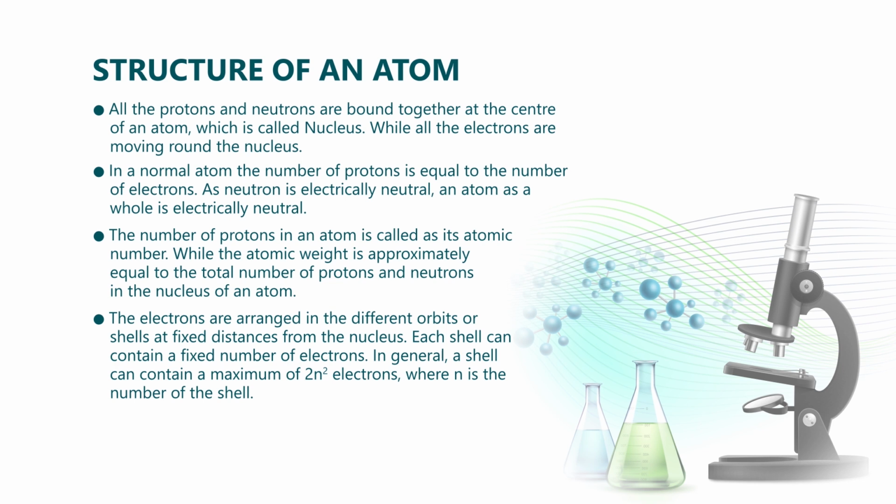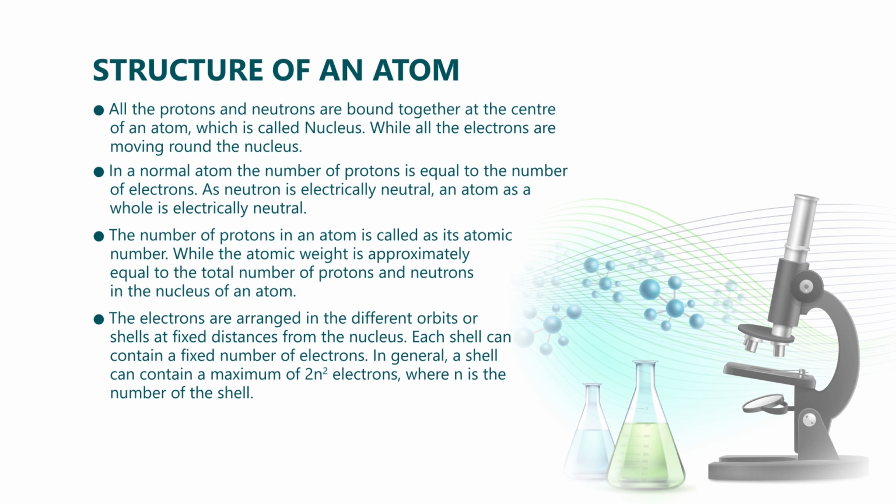The electrons are arranged in different orbits or shells at a fixed distance from the nucleus. Each shell can contain a fixed number of electrons. In general, a shell can contain a maximum of 2n to the power of 2 electrons, where n is the number of the shell. That is, the electrons are placed in a variety of orbits or shells at a predetermined separation from the nucleus. A fixed number of electrons are allowed in each shell.